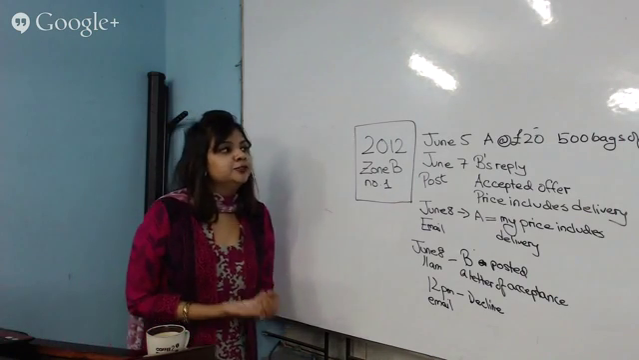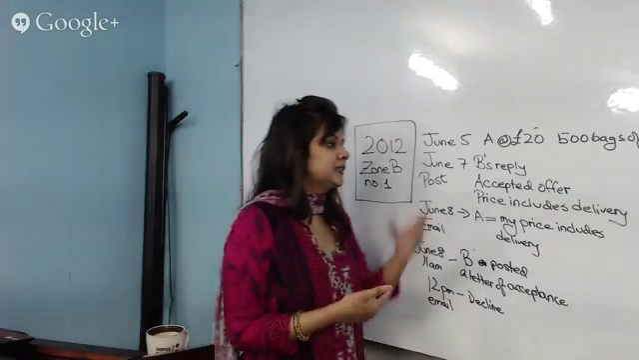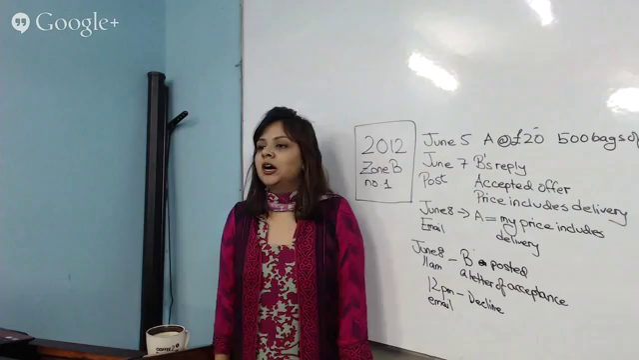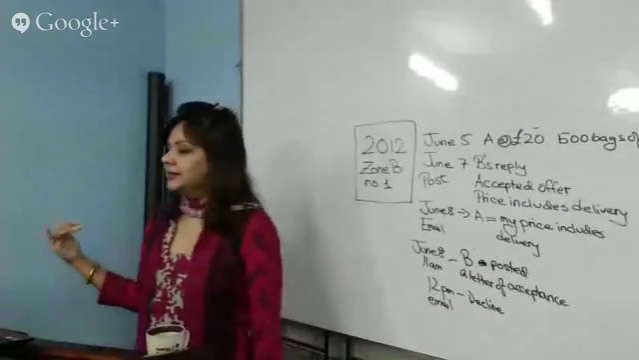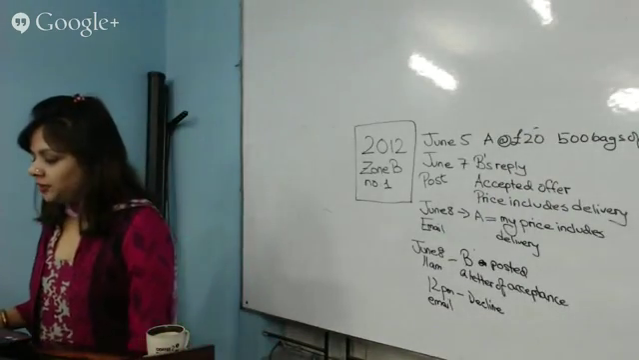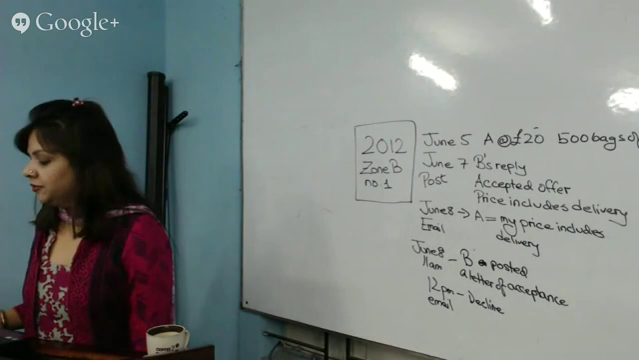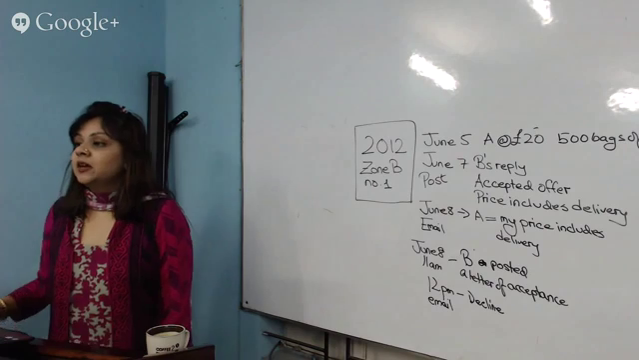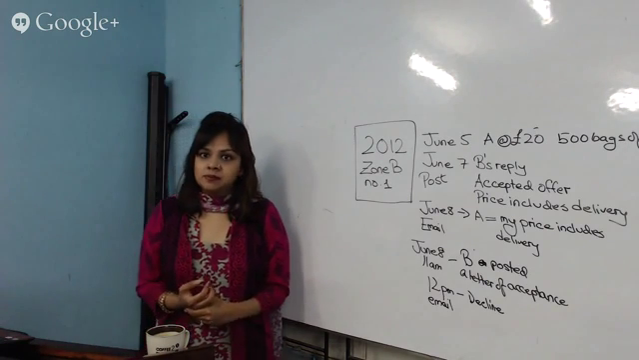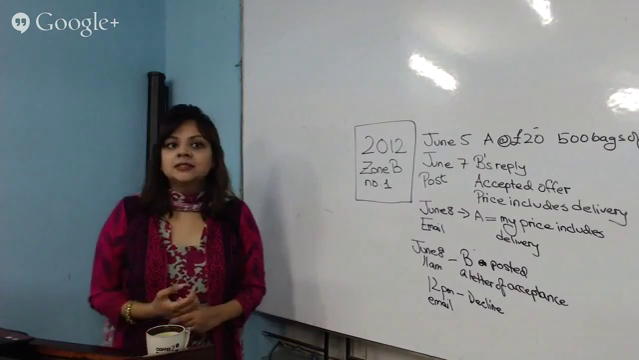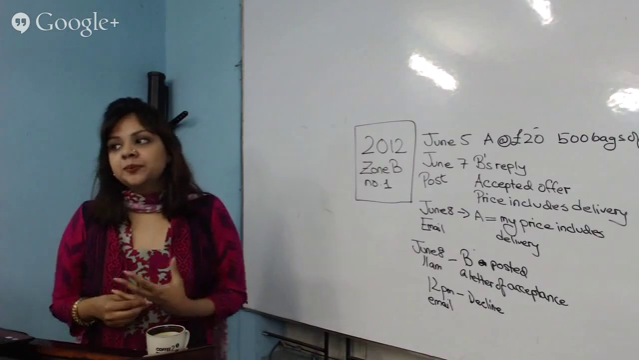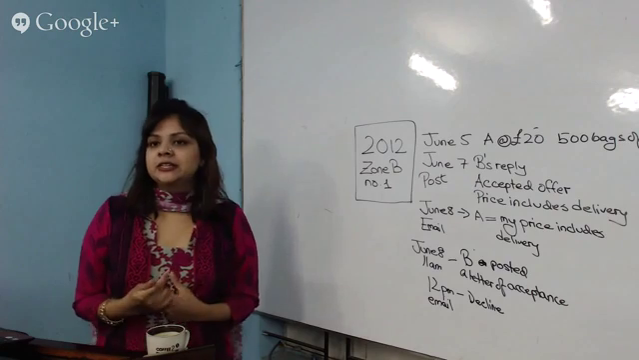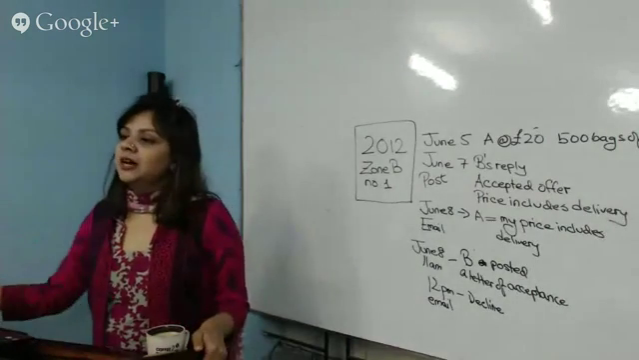Now we have to find an offer and an acceptance in our facts. That's our goal. So let's deal with one line at a time. On 5th June, A wrote to B offering to sell 500 bags of sand at £20 per bag. What is this? Why is it an offer? Because it's mentioning a price, it's giving you all the details. So it seems to be an offer.